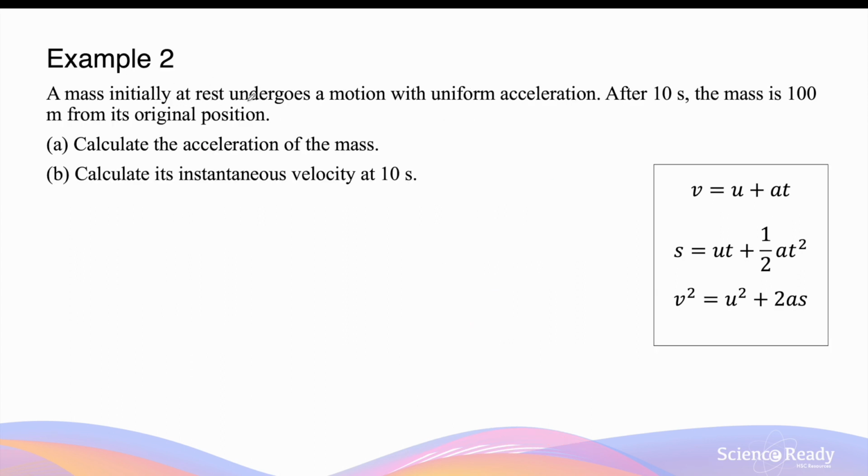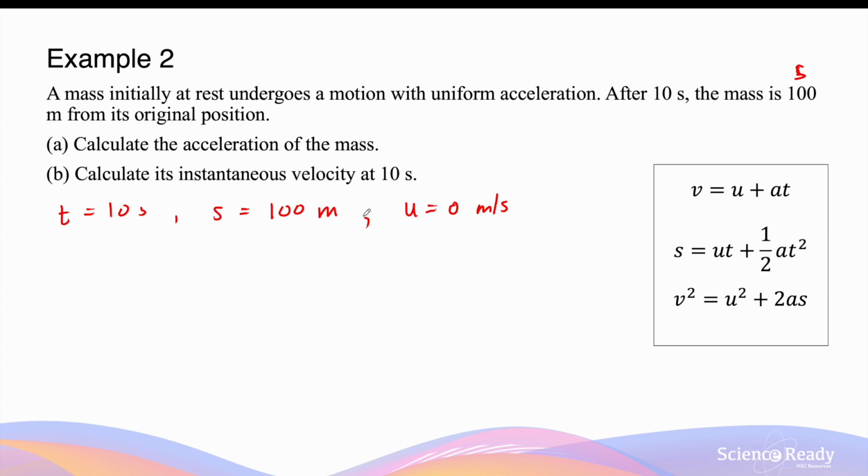A mass initially at rest undergoes a motion with uniform acceleration. After 10 seconds, the mass is 100 meters from its original position. So the 100 meters here is my displacement. Let's call that s. Calculate the acceleration of the mass. Here we know that in the first 10 seconds, the object has traveled a displacement of 100 meters. And we also know that at the beginning of the 10 seconds, its initial velocity was 0 meters per second.